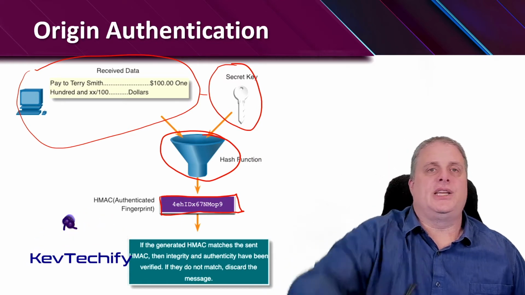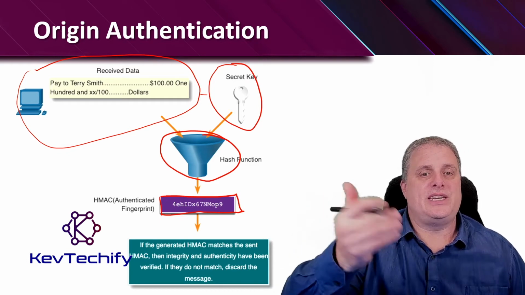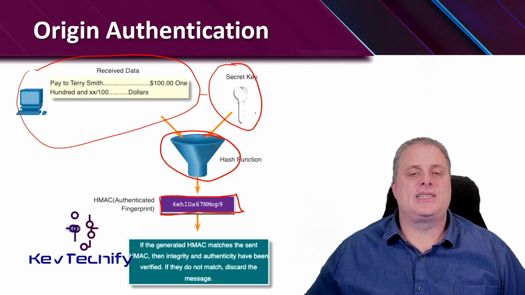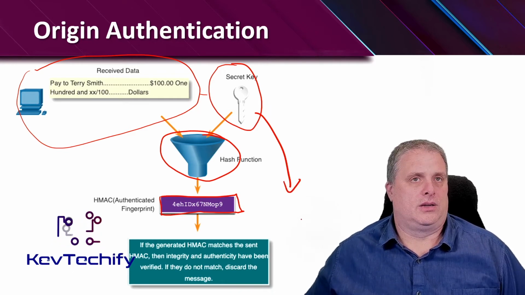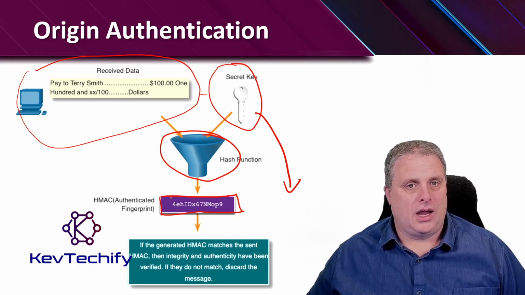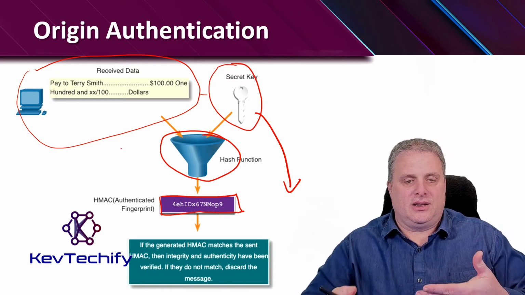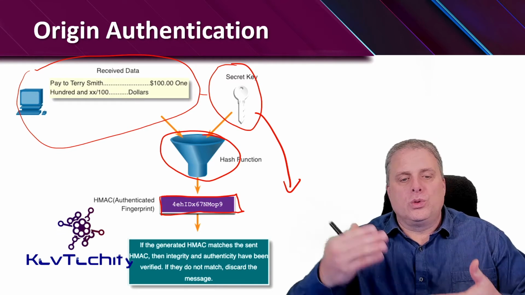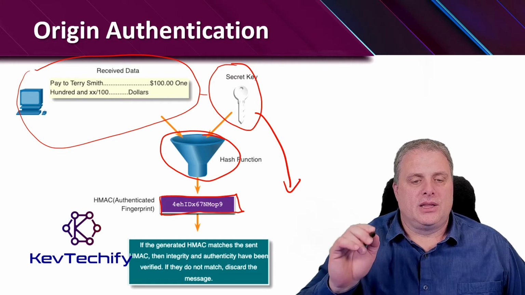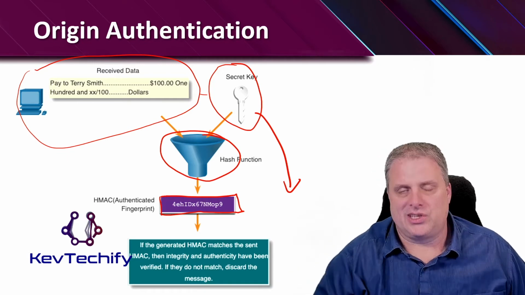When the destination gets it, it'll take that hash number off, it'll look at the data, but you need to know what the secret key is, so you have to share this secret key with the other end. If you don't know what the secret key is, you're going to get a different hash value, and that hash value won't match the original, and they're going to say your data isn't matching, you lost integrity. And so if it matches, then the integrity and authenticity have been verified. If they don't match, the message gets discarded.